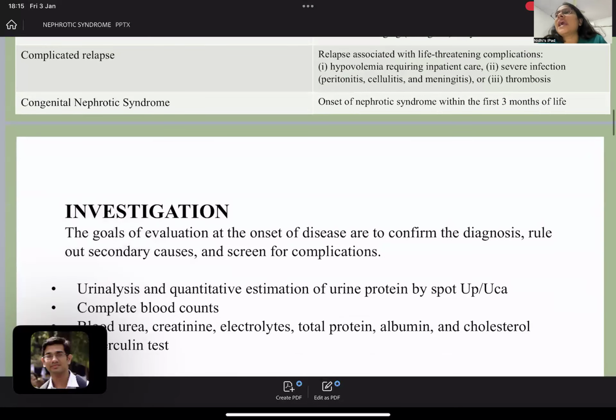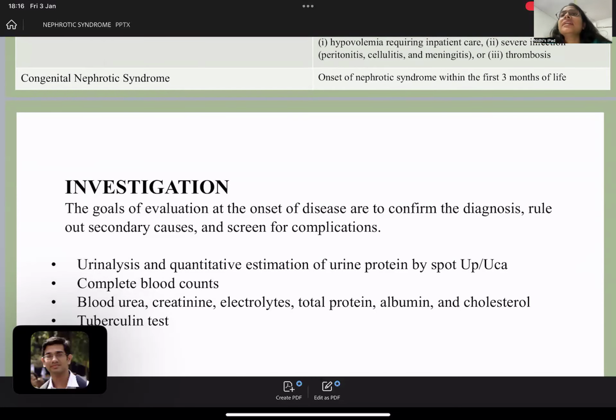Now, complicated relapse is a relapse which is associated with life-threatening complications like hypovolemia or severe infection, that is peritonitis, cellulitis, meningitis. Cellulitis is quite common in nephrotic patients because they develop edema to such a level that the skin barrier breaks very easily and might cause cellulitis. And the third is thrombosis. Nephrotic syndrome is a prothrombotic state.